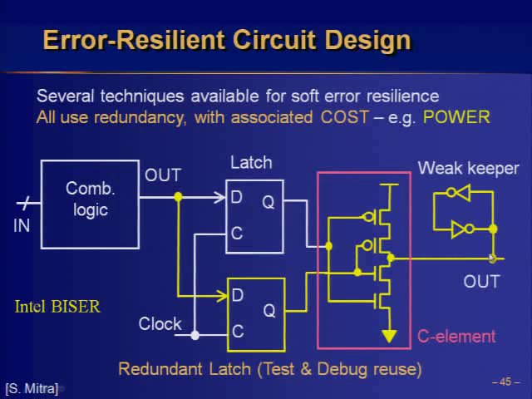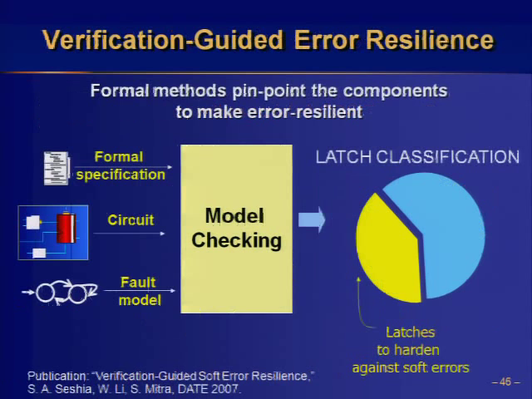This is just one example. There are a menu of techniques that one can use to protect against soft errors, but they all come at this cost. So the question we addressed was, how can we use formal methods to reduce this cost, to only use these error-resilient design techniques where you really need them? The way the process works is we take in the original circuit design, a description of that, along with a formal specification of what the design is supposed to do.